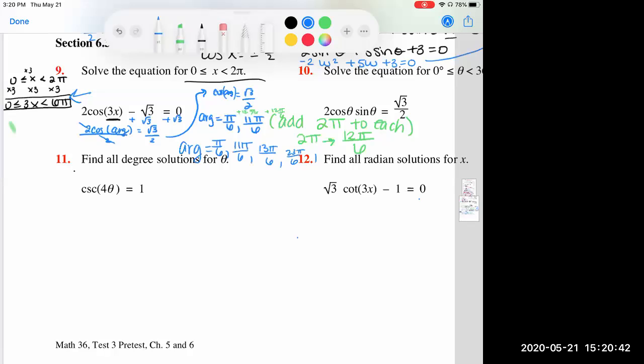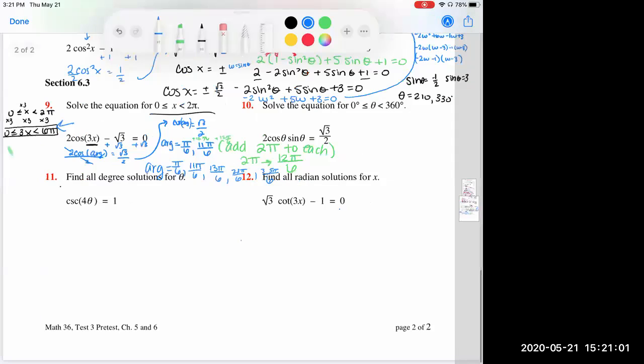Now another trip. So 13 plus 12. Oh, that gives me the same one. And 23 plus 12 gives me 35 pi over 6. All right, not done. We want to replace arg with that 3x. So we need to divide each one by 3.